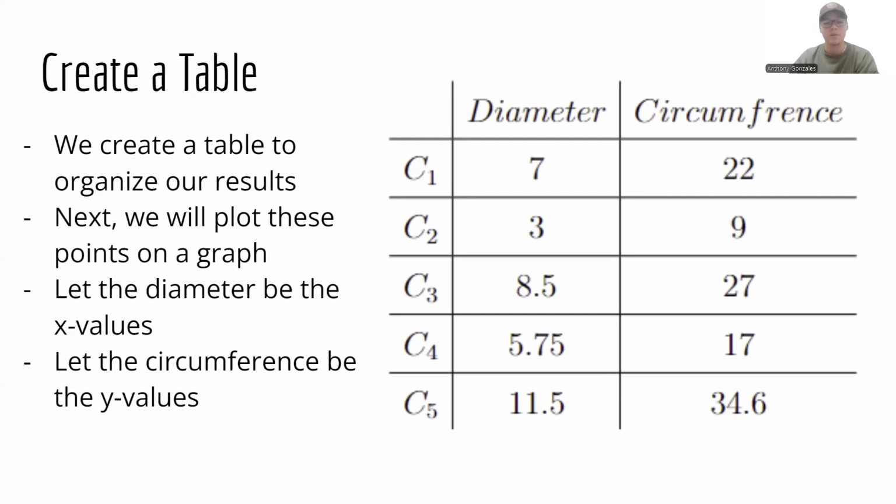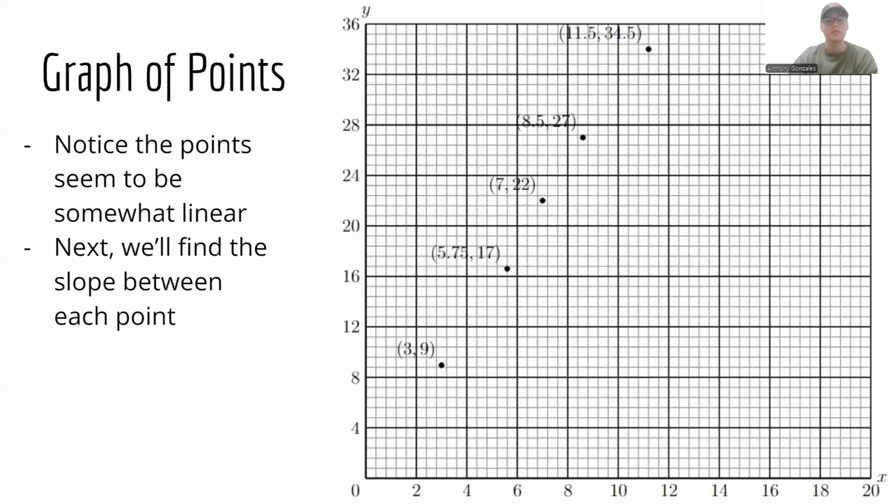So we're going to say that the diameter is the x values on the graph and the circumference is the y values on the graph. So graphing these, we get this graph right here. So the points seem to be somewhat linear.